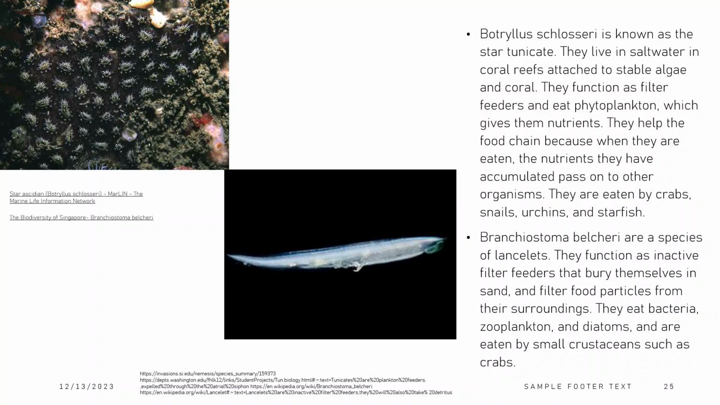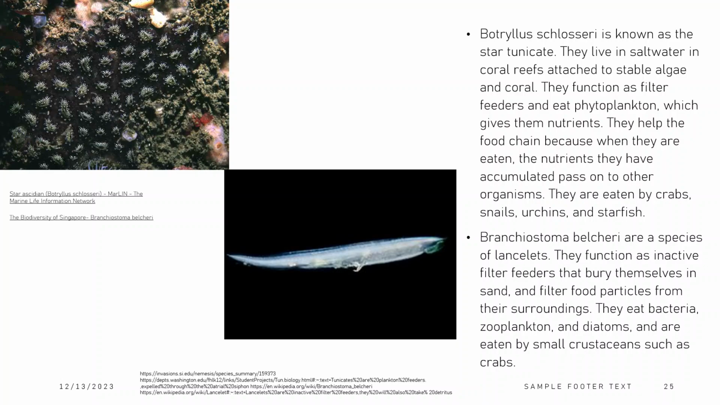Botryllus schlosseri is known as the star tunicate. They live in saltwater and coral reefs attached to stable algae and coral. They function as filter feeders and eat phytoplankton, which gives them nutrients. They help the food chain because when they are eaten, the nutrients they have accumulated pass on to other organisms. They are eaten by crabs, snails, urchins, and starfish.